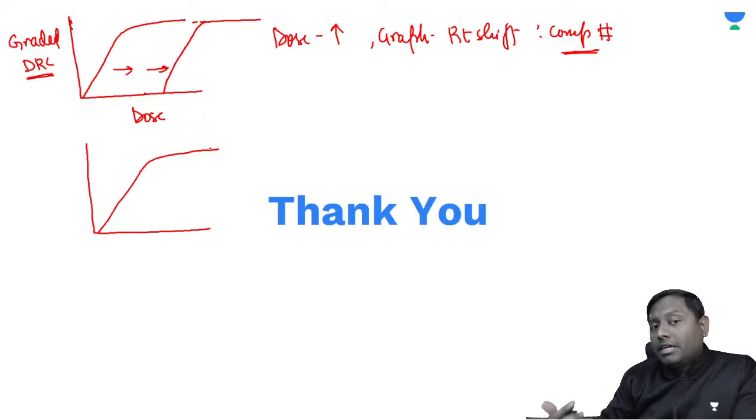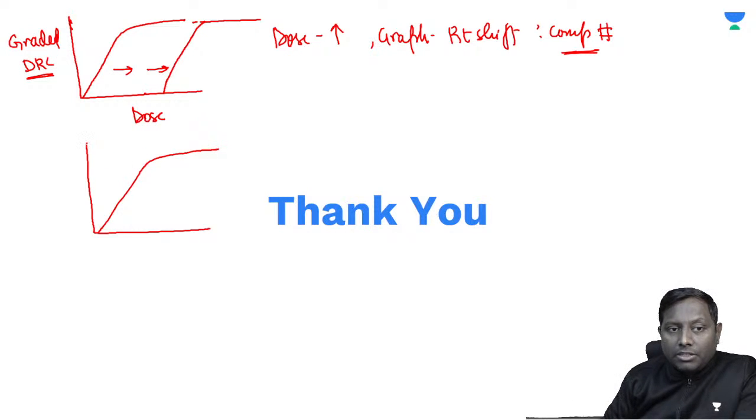They will be acting at a different site, and they will be causing some configurational change in the receptor, the shape of the receptor, the sensitivity of the receptor. So the sensitivity and the shape of the receptor will have some configurational changes, right?